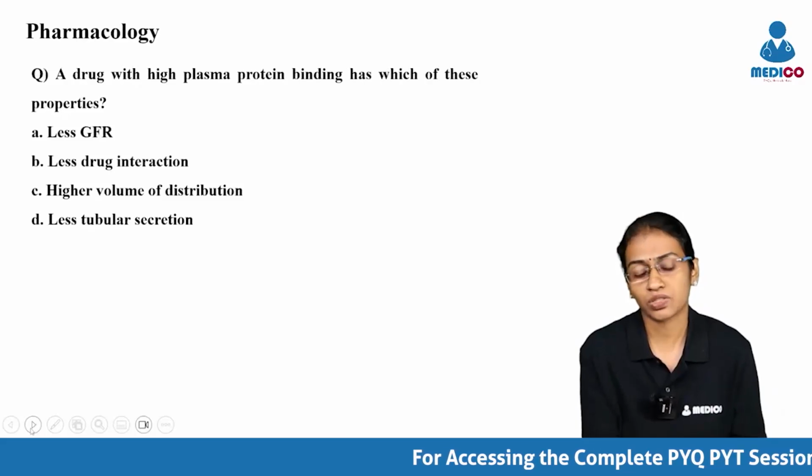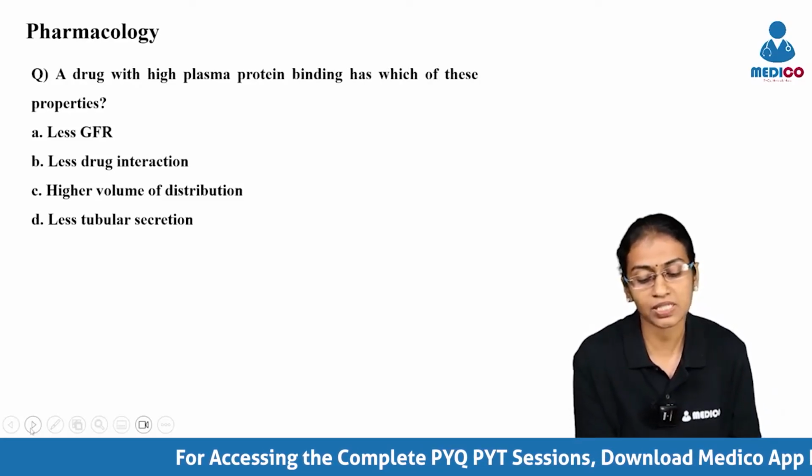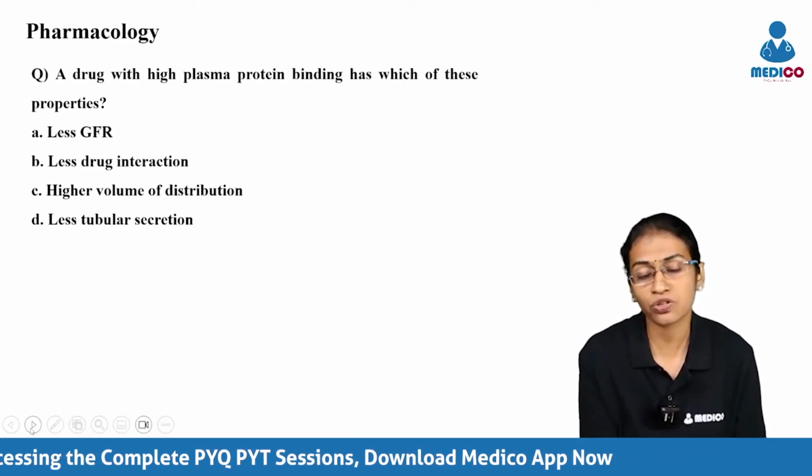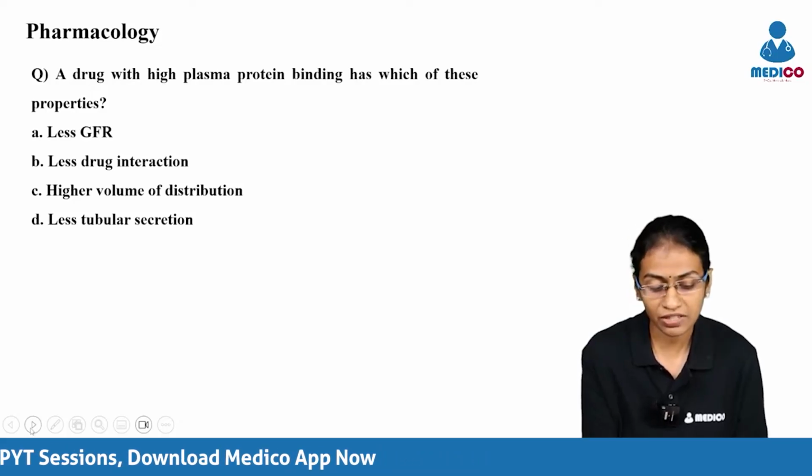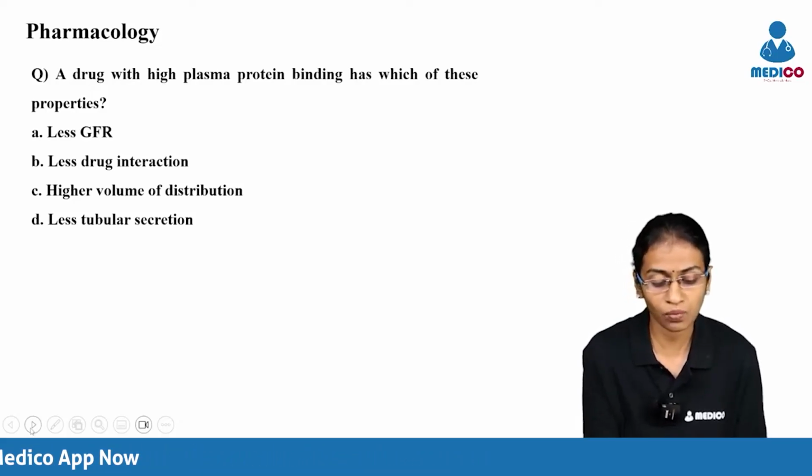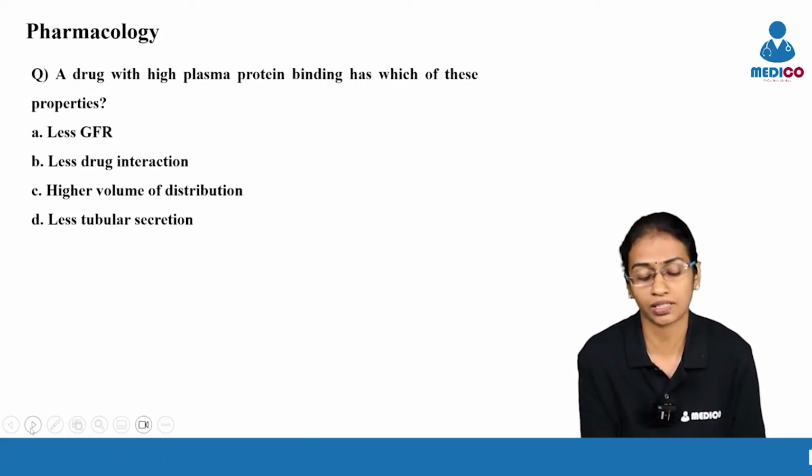Next, let's go to the next question. A drug with high plasma protein binding has which of these properties? Less TFR, less drug interactions, higher volume of distribution, less tubular secretion.